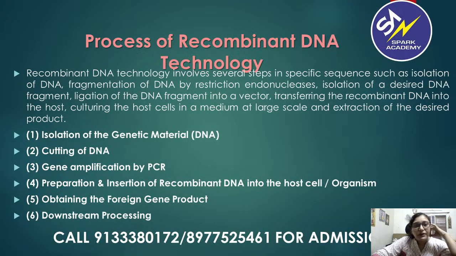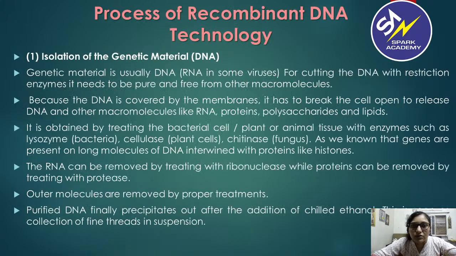The process of recombinant DNA technology involves five steps: isolation of genetic material, cutting of DNA, gene amplification by PCR, that means you are amplifying your desired DNA, preparation and insertion of recombinant DNA into the host cell, obtaining the foreign gene product, and downstream processes. As you are doing it in bioreactors, it will require downstream processes. It is known as the downstream process.